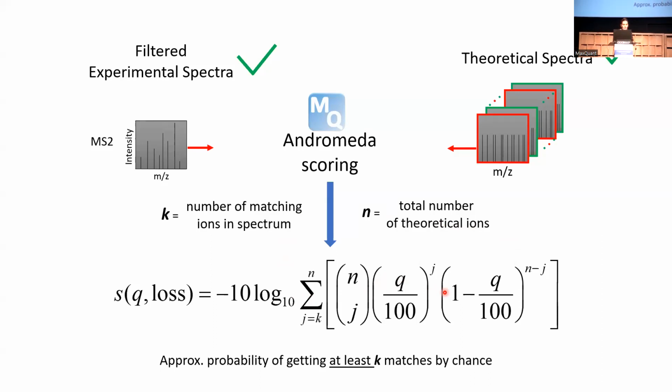As you probably understood, we do that for every comparison between the theoretical and the experimental spectra. We call them PSMs, peptide spectral matches. Anyway, this is the Andromeda score.